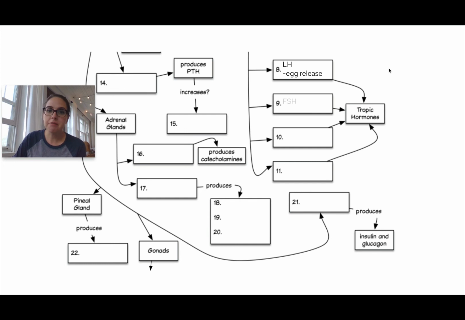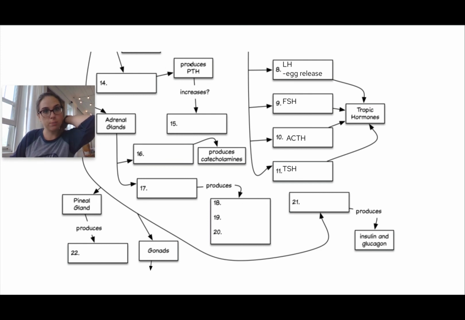We also have FSH, follicle stimulating hormone, which also stimulates the gonads. We have ACTH, adrenocorticotropic hormone. AC, adrenal cortex. It stimulates the adrenal cortex to release its hormones. And then lastly, TSH, thyroid stimulating hormone, that stimulates your thyroid, as the name suggests. All of these four are considered tropic hormones because they stimulate other things.